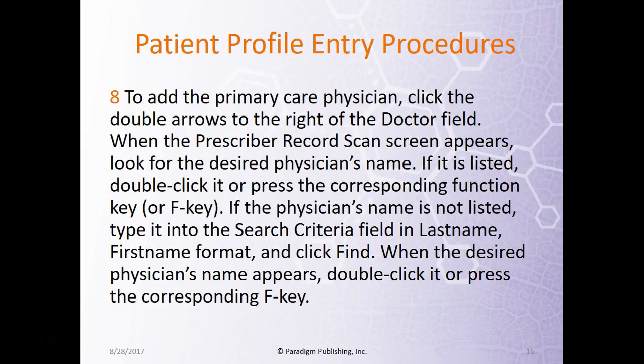To add the primary care physician, you're going to click the double arrows to the right of the doctor field. When the prescriber record scan screen appears, look for the desired physician's name. If listed, double-click it or press the corresponding function key, that F key. If the physician's name is not listed, type it into the search field in the last name, first name format and click Find. When the desired physician name appears, double-click it or press the corresponding F key.